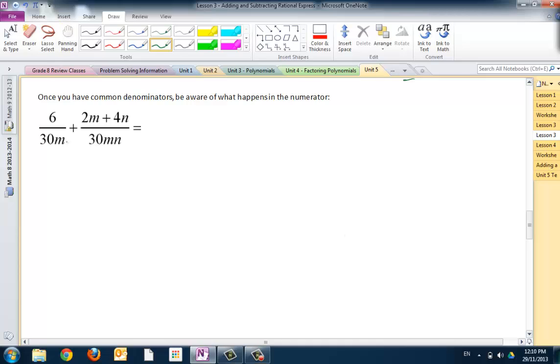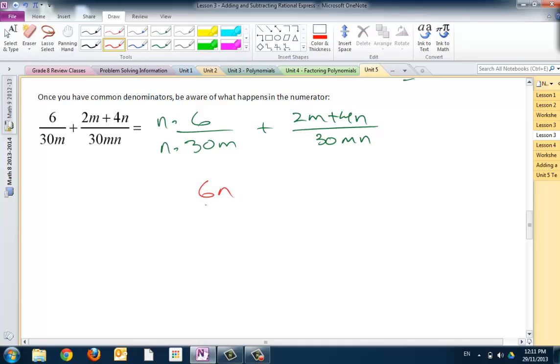I'm going to see that on the left-hand side here, what I'm missing is an n, so I'm going to multiply the top and bottom by n. Plus 2m plus 4n over 30mn. So this is a pretty easy job for converting to equivalent denominators. That would give me 6n plus 2m plus 4n over 30mn.